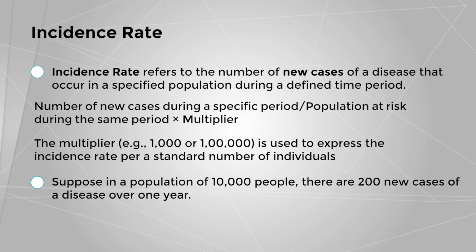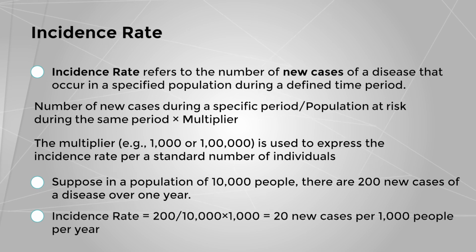For instance, suppose in a population of 10,000 people, there are 200 new cases of a disease over 1 year. Then the incidence rate will be 200 divided by 10,000 times 1,000. That is 20 new cases per 1,000 population per year.